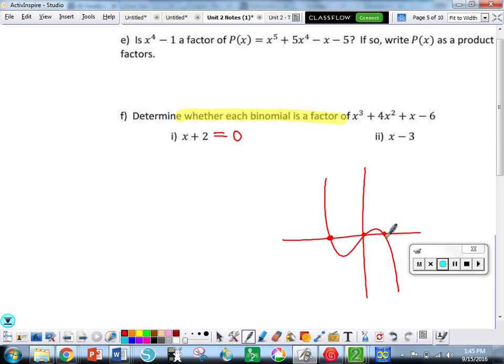Now if I wanted a shortcut, I could divide this out to determine if it's a factor, or if I plugged in a -2 here, and my output was a 0, that means it crosses right here, right? And then would it be a solution? Would it be a factor? Yes. So if I plug in -2 right here, let's see what I get. -2 cubed. If you're using a graphing calculator, make sure that's in parentheses. Plus 4 times the -2 squared plus -2 minus 6.